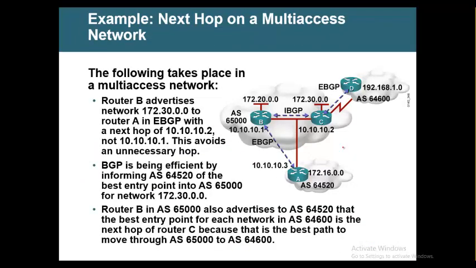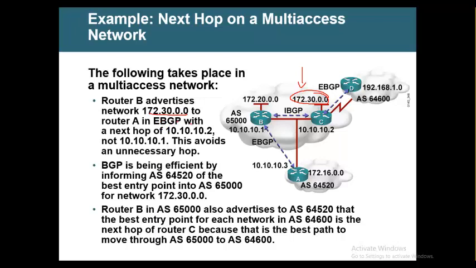Now, this is something important here. This is also a next hop behavior, but in a multi-access network environment. What do we see here? There is a network advertised by router C, and the network is 172.30.0.0. Who is the owner of the network? Router C.